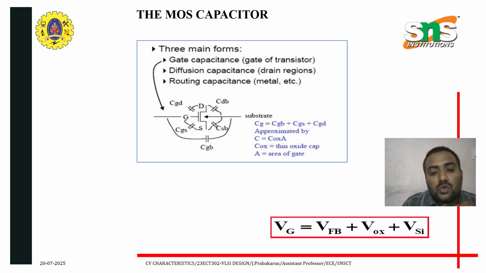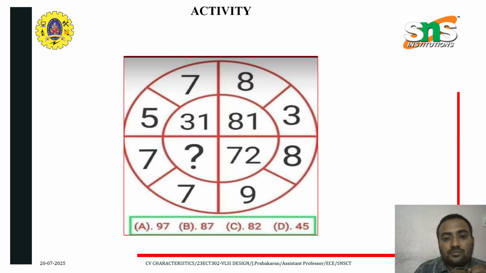Also C is nothing but Cox into A, where A is the area of the gate and Cox is the thin oxide capacitance. Let me do one small activity. Find the value for that question mark. Also you can comment your answer.